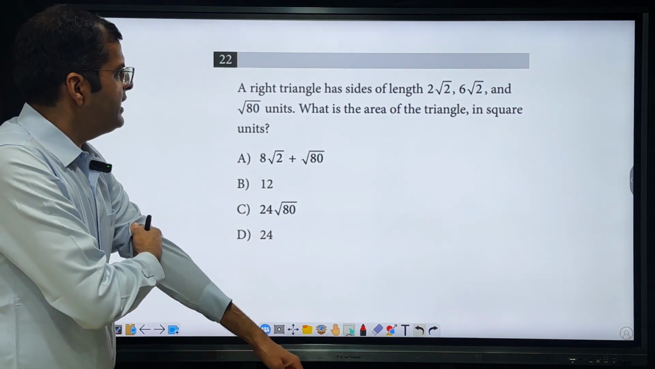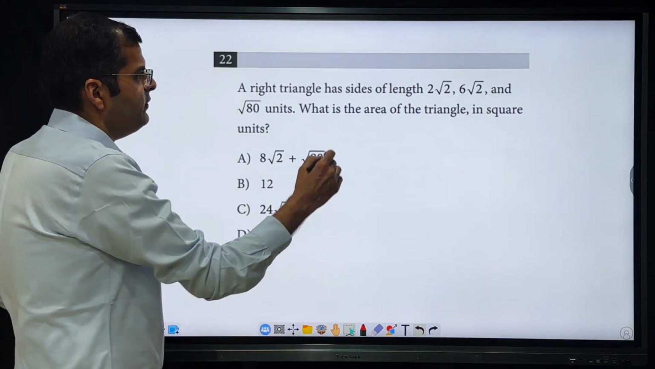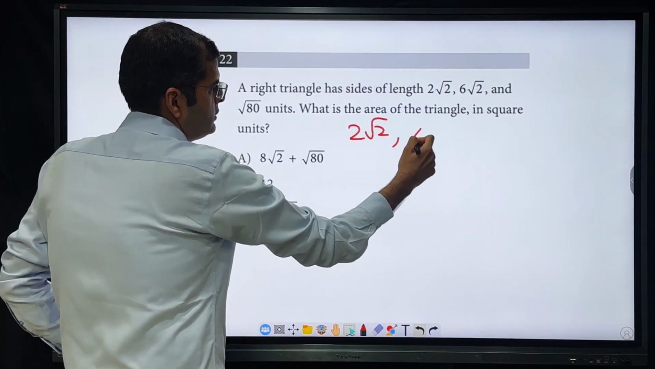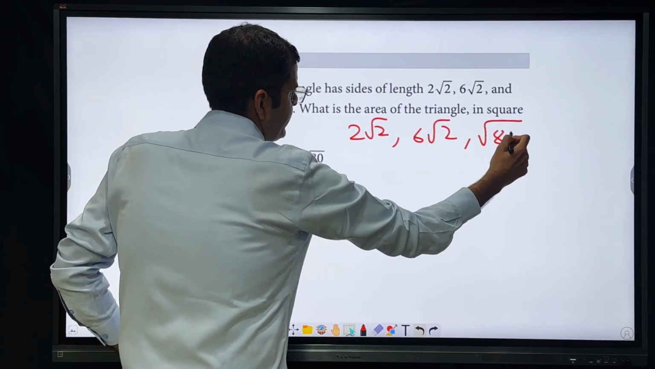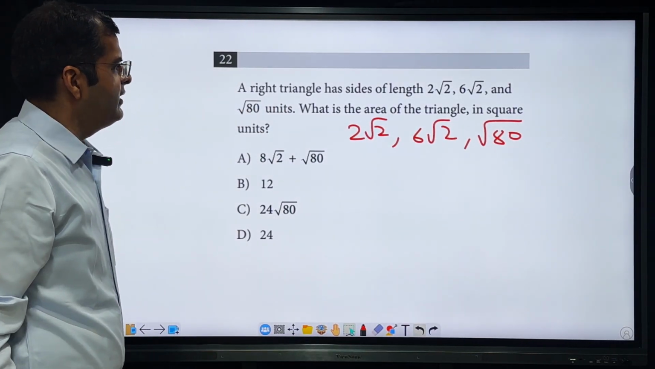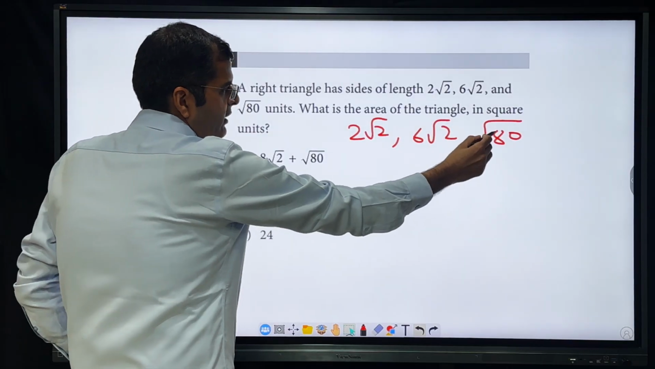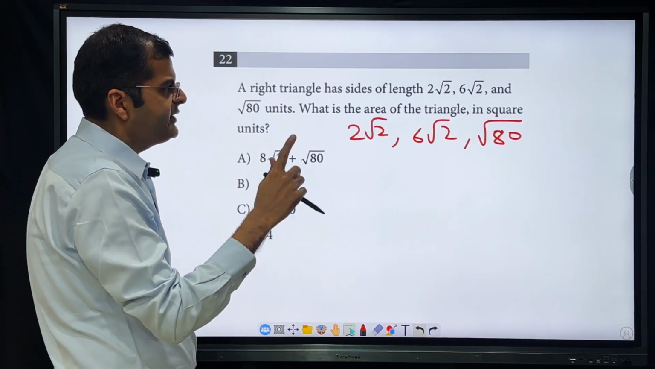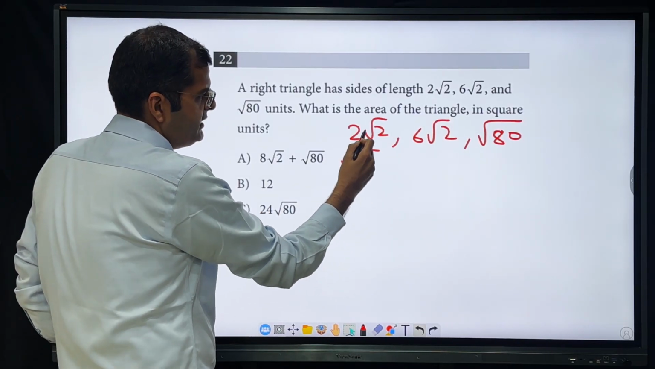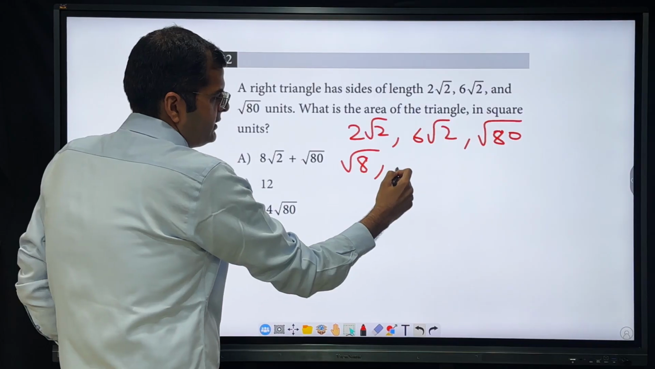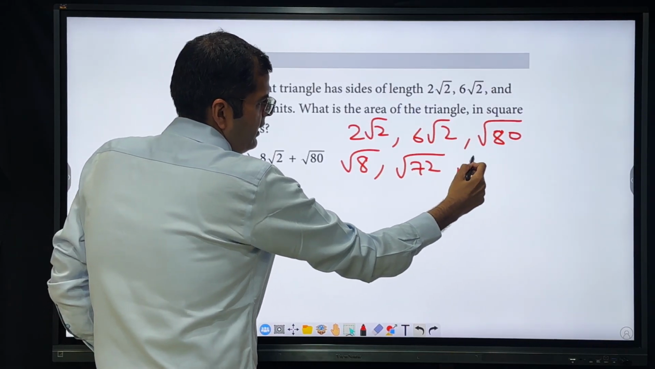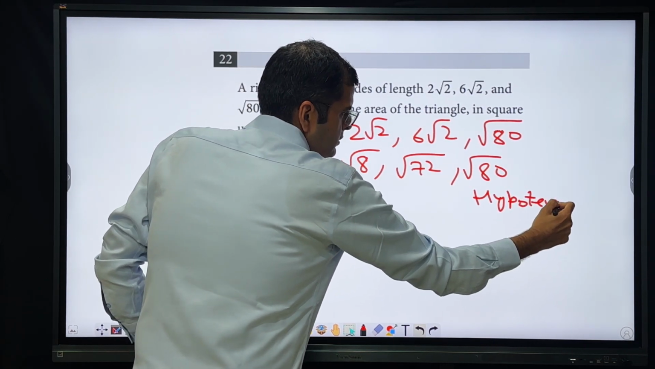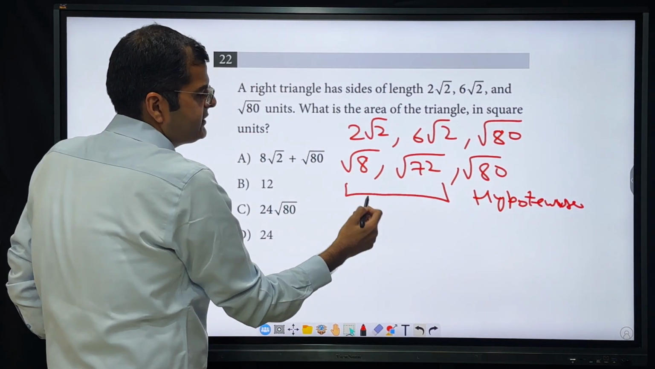Now the next question says a right triangle has sides of length 2 root 2, 6 root 2 and root 80. What is the area of the triangle in square units? So first of all, I'll figure out which is the longest side, that will be the hypotenuse. Then the other two sides will be the legs of this right angle triangle. So this is root 8, this is 36 into 2, root 72, and this is root 80. This is the largest. So this is the hypotenuse. So these are the two sides which are the legs of the triangle.